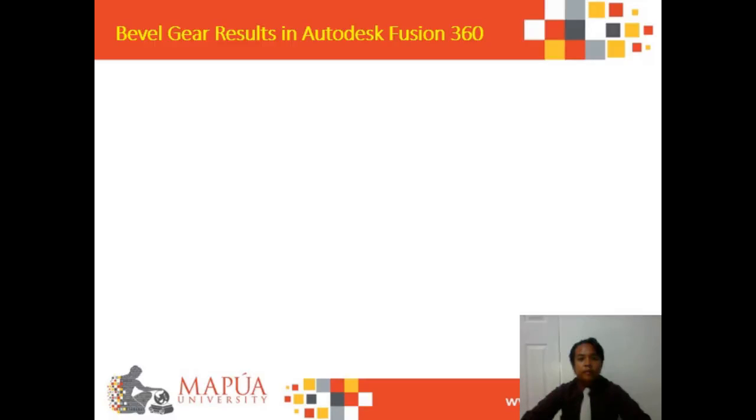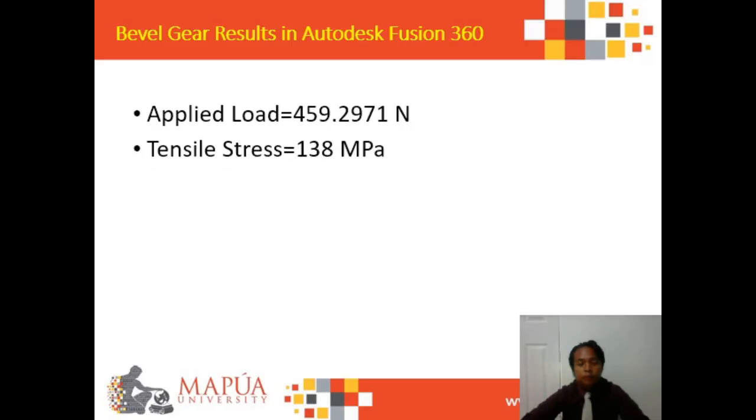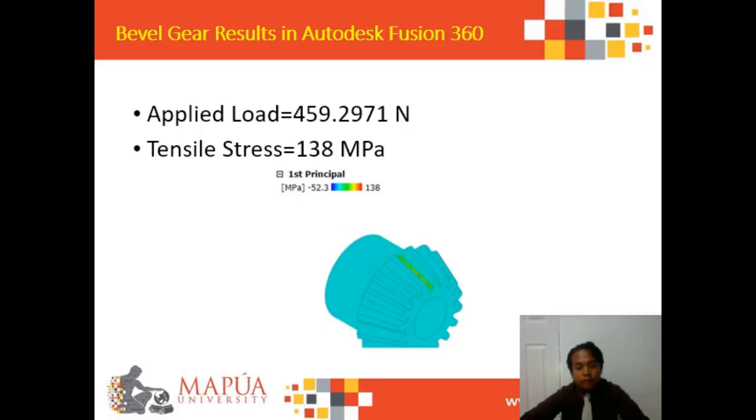For the bevel gear results in Autodesk Fusion 360, we use an applied load of 459.2971 newtons and we got a tensile stress of 138 megapascals. This is the bevel gear, and we can see that the stress happened on the tooth base.